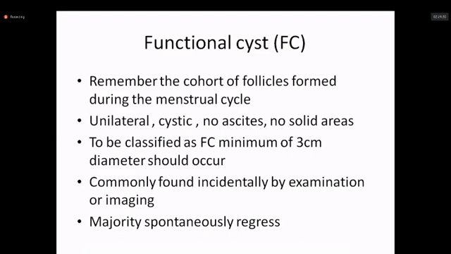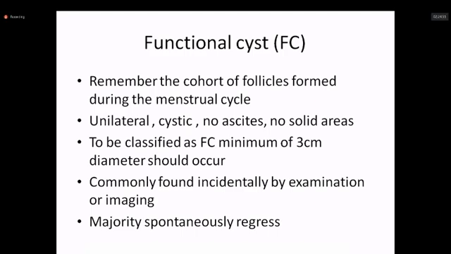And then functional cysts, characteristically, are unilateral. Unilateral in the sense that it's present in one ovary, because only on one side do you get the ovulation. One dominant follicle is formed either in the left or the right ovary. So those are unilateral. And there are no solid areas in the cyst, and there is no ascites, no free fluid in the abdominal cavity. The functional cysts are generally small, maybe 3 to 5 centimeters. Very rarely are they more than 5 centimeters.